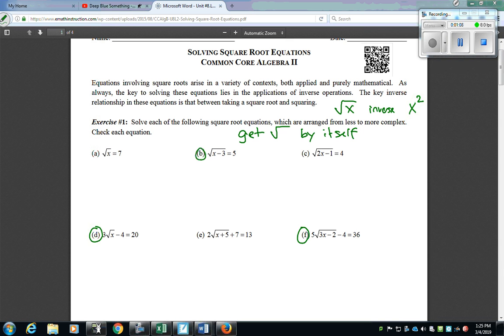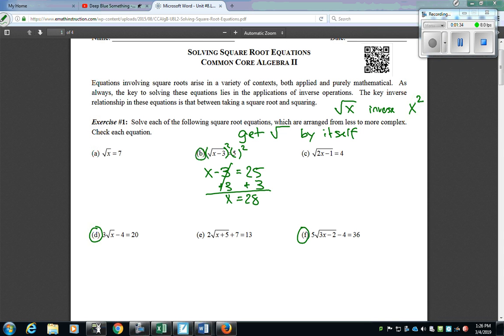So if you go ahead and square both sides, we're going to square this side, and we're going to square the other side as well. That'll cancel out that square root, giving you just x minus 3. And then 5 squared will be 25. So that means that x, by adding 3 to both sides, is going to be 28.